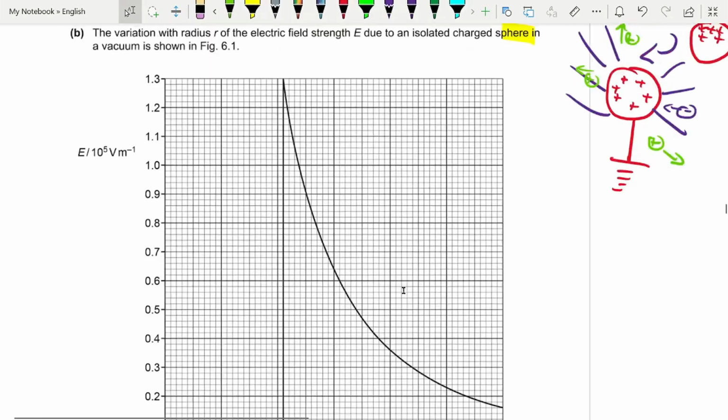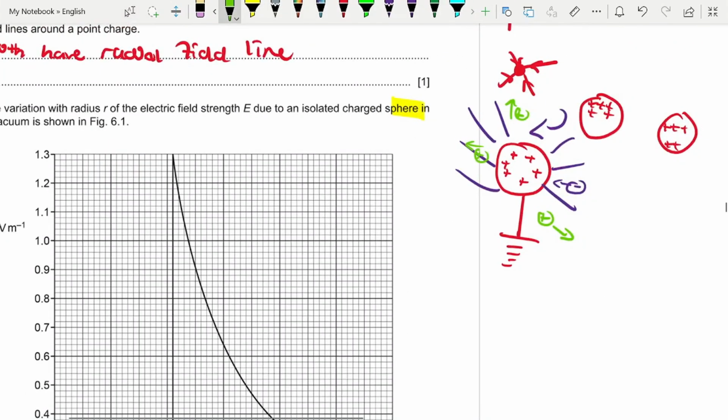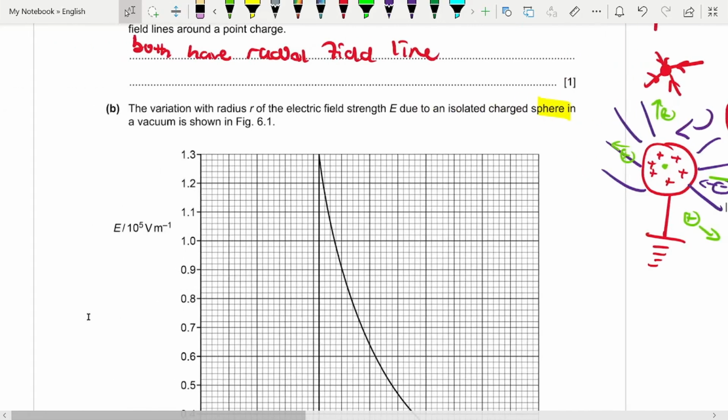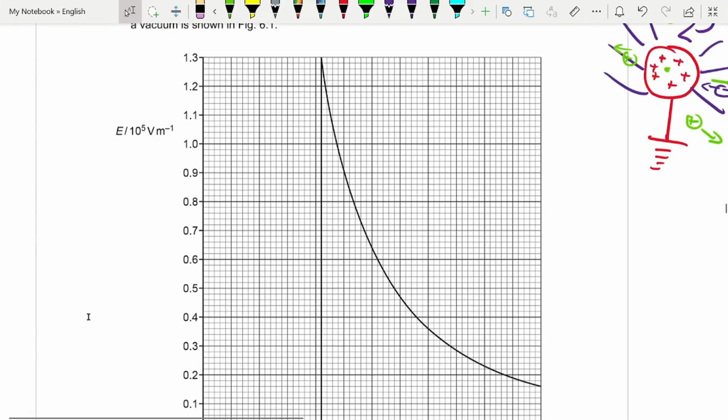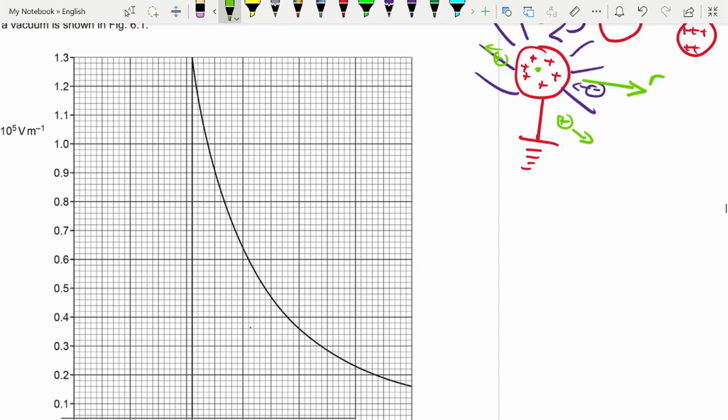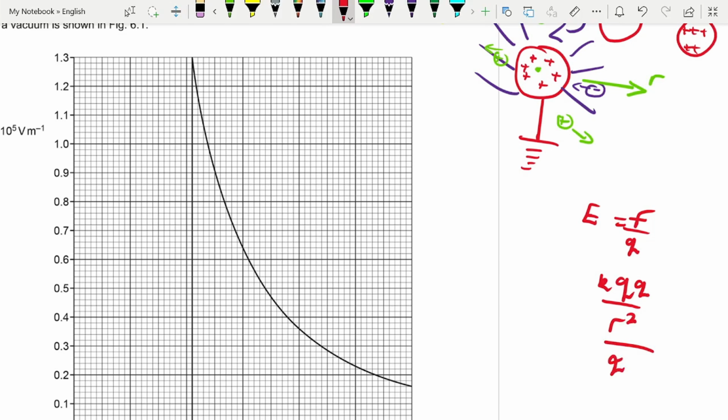So r is the separation, this distance as you're getting away from the center of the sphere. As r is increasing, we have a variation for the electric field, for E. Where is this variation coming from? The electric field strength is basically the force experienced per unit charge. According to Coulomb, the force is KQq divided by r squared, divided by q. These two cancel out. So E is just going to be equal to KQ divided by r squared.